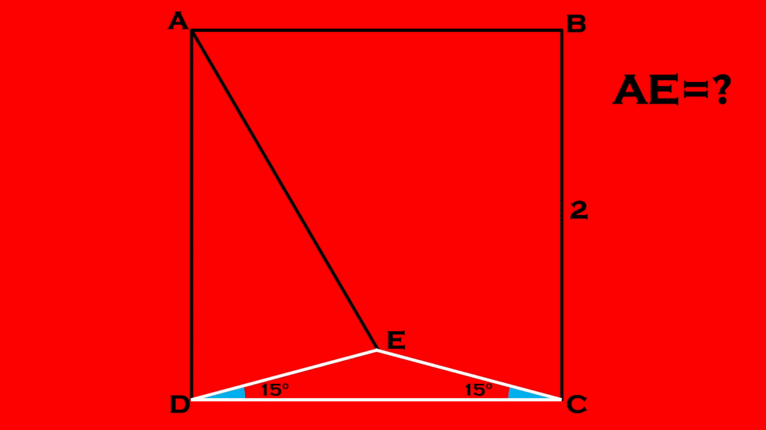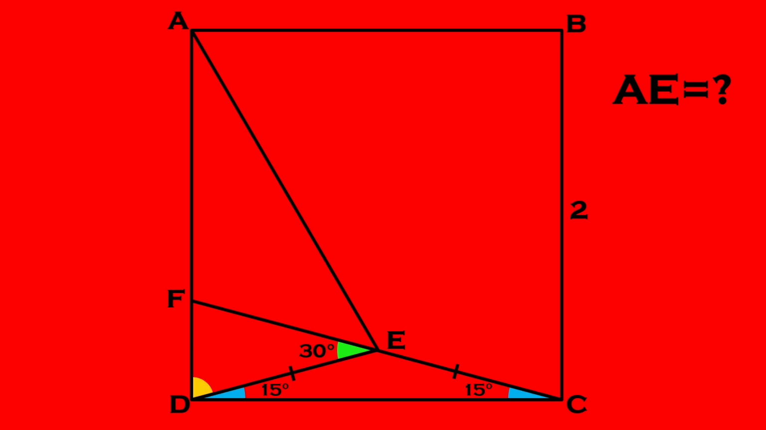Focusing on this white triangle, we can see that it has two angles both equal to 15 degrees. Therefore it's isosceles. Now from point E we extend segment EC until it meets line segment AD at point F. Observing this green angle, it's an external angle of the white triangle. Therefore, it's equal to the sum of the two remote interior angles. So it will be equal to 30 degrees.